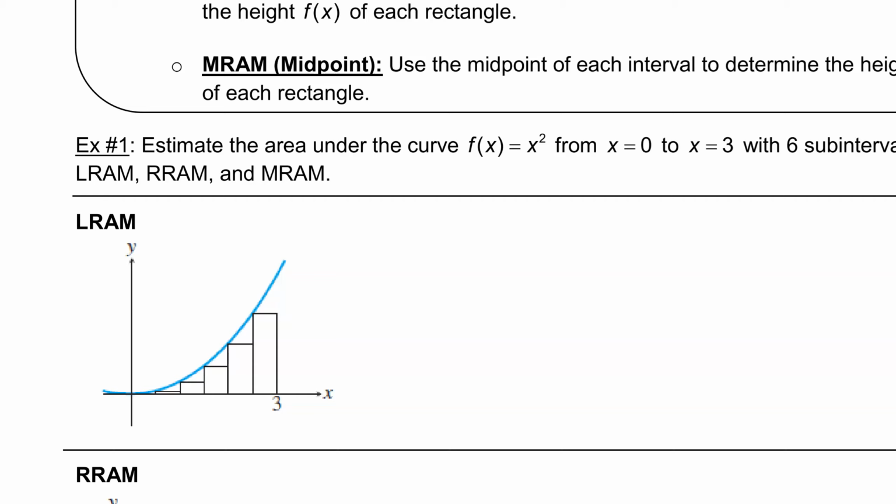Okay, so I'm going from 0 to 3. This whole length is 3. So what is my interval here? How many rectangles do I have? 1, 2, 3, 4, 5, 6. I have 6 rectangles, because it's equally partitioned. So my base is 3 divided by 6. Each of these is going to be a half. So this is a half.